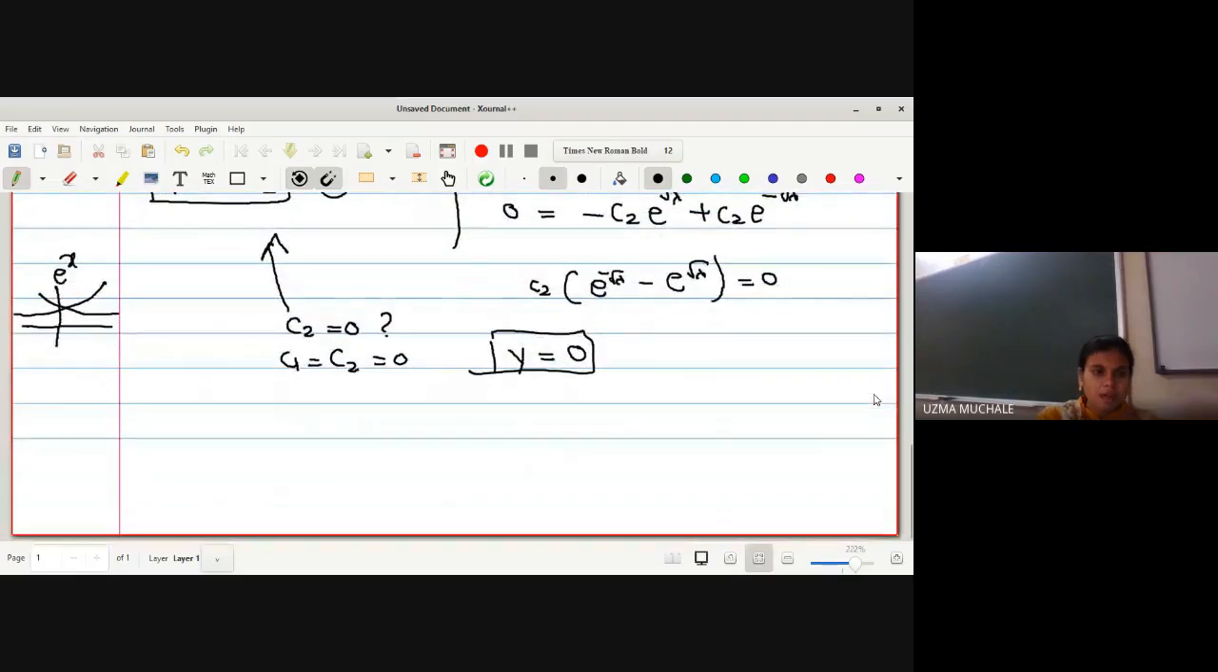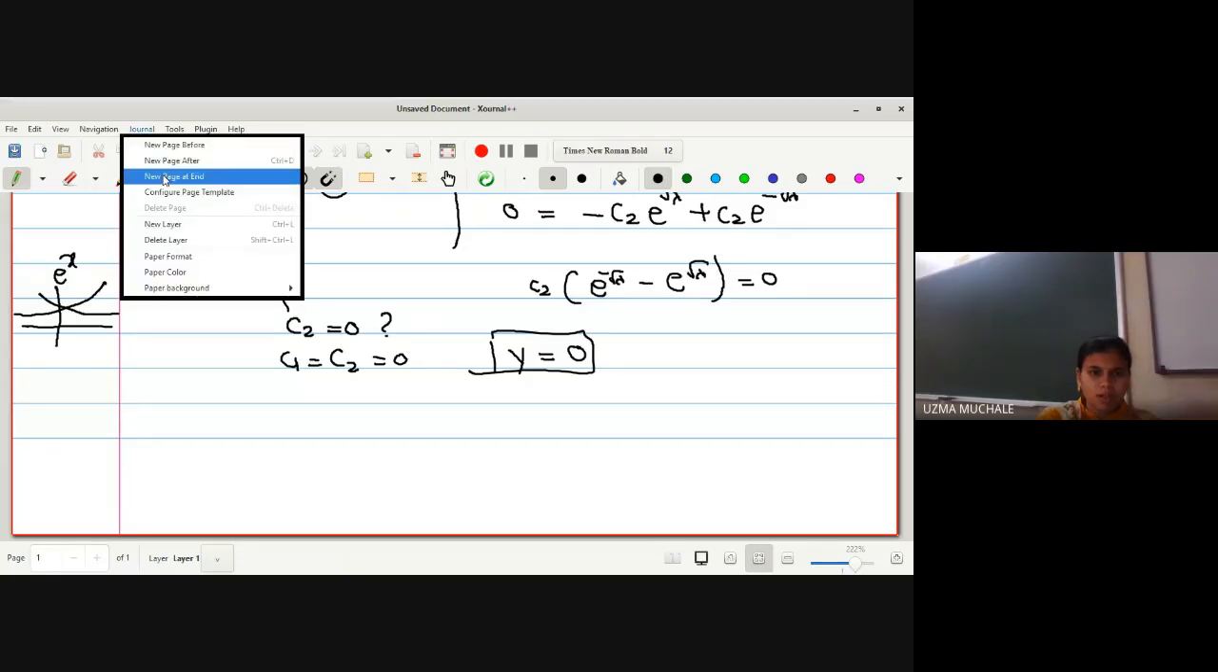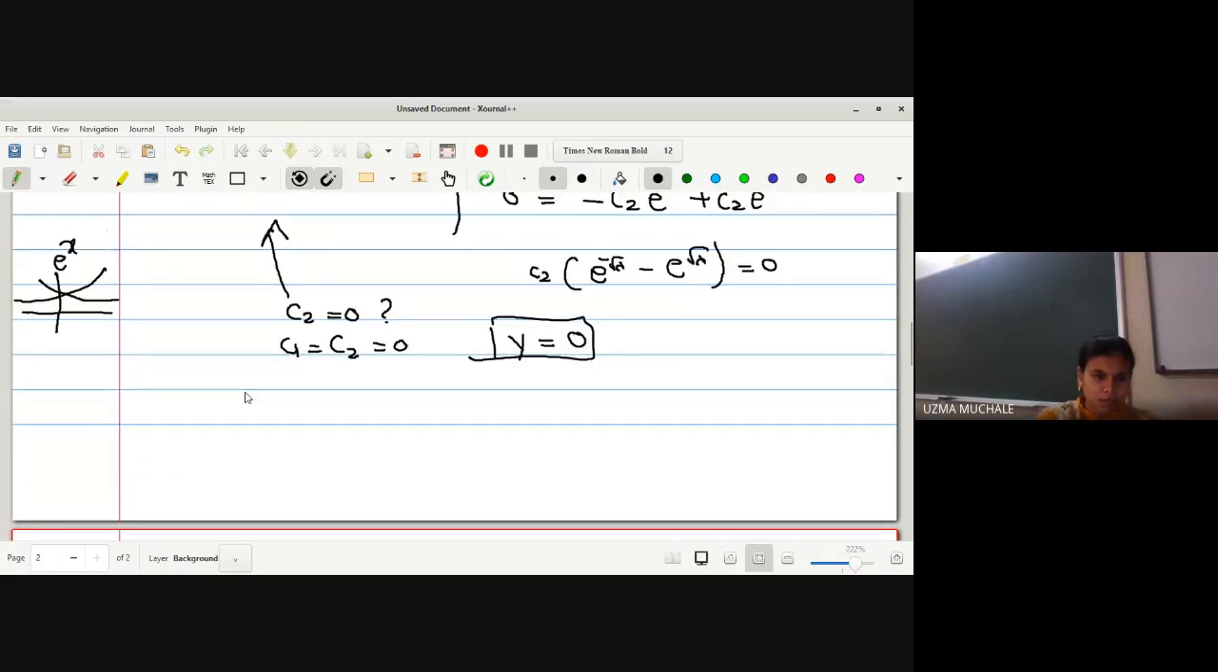Okay. Now suppose the question is like this, that you have to find out the non-trivial solution. Okay. If I want to find out the non-trivial solution, right? So you can write here for non-trivial solution. What do you mean by trivial solution?